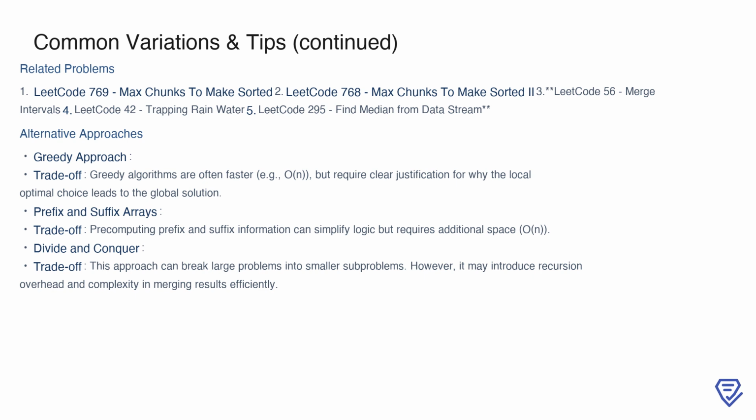A greedy approach, for instance, is often faster with a time complexity of O(n), but it requires careful justification to ensure that making a local optimal choice leads to the correct global solution. Using prefix and suffix arrays is another option. This can simplify the logic by pre-computing necessary information, but it does come at the cost of additional space, typically O(n). Divide and conquer is yet another method, where the problem is broken into smaller subproblems. However, this can introduce recursion overhead and might complicate the merging of results. Choosing the right approach depends on the specific scenario and the constraints provided in the problem.